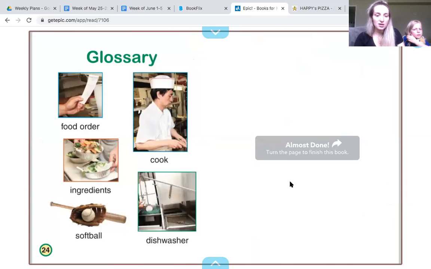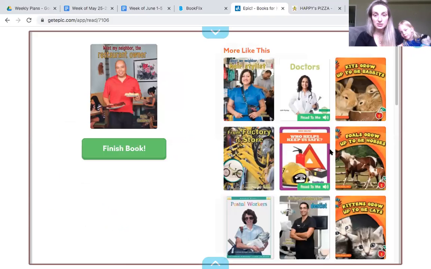Then we have here our glossary. These were some of the words that we heard in our book. The food order, that's going to be what the people said they wanted. Cook is the person who makes the food. We already talked about ingredients. That's going to be the different food items you put into whatever dish you're making. Softball, some of you know that from Gym with Miss M, right? It's an activity we might play with friends. And dishwasher, a place where we wash the dishes.